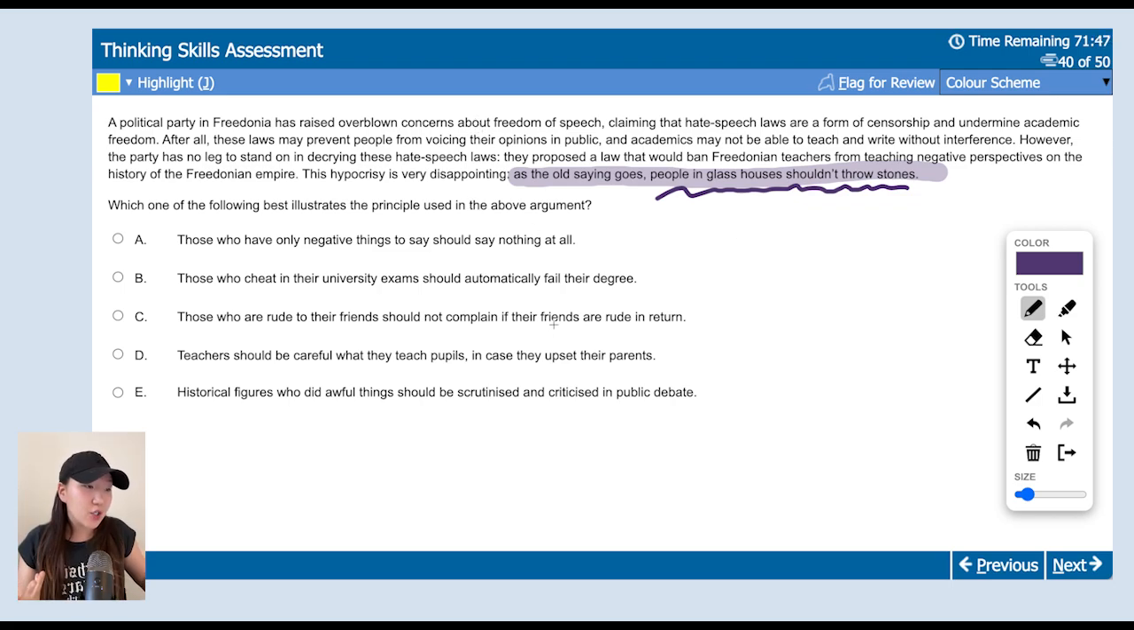Now I just need to match. So I can very quickly find that it's this one here. Those who are rude to their friends should not complain if their friends are rude in return. If you can't take it, don't give it out. Very simple.